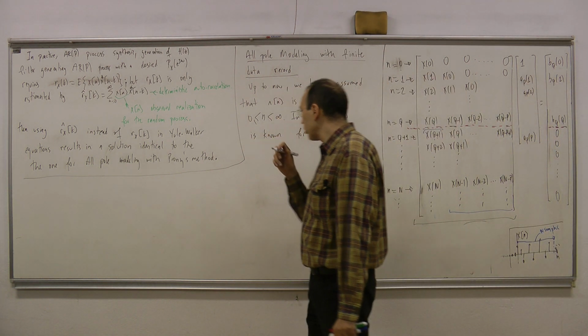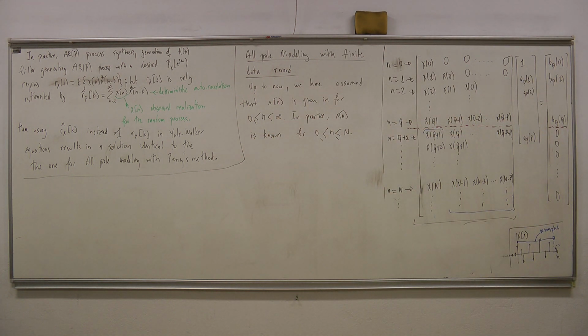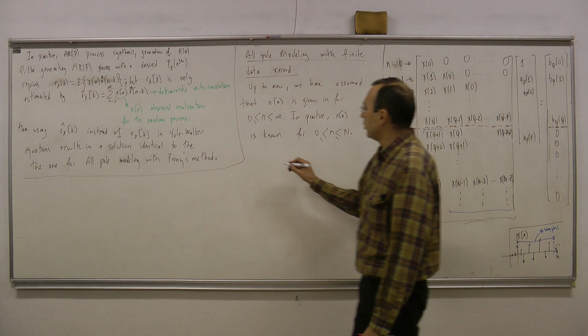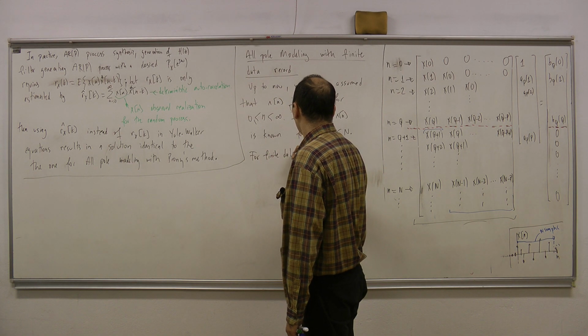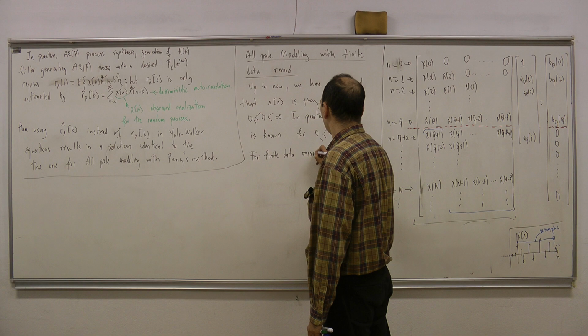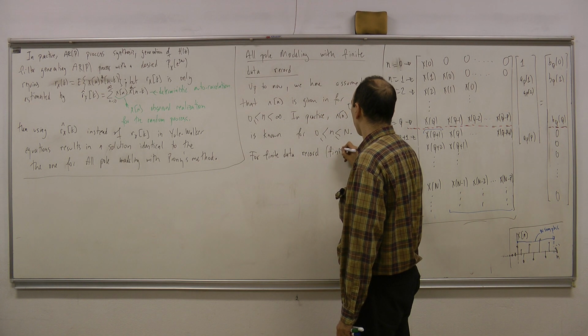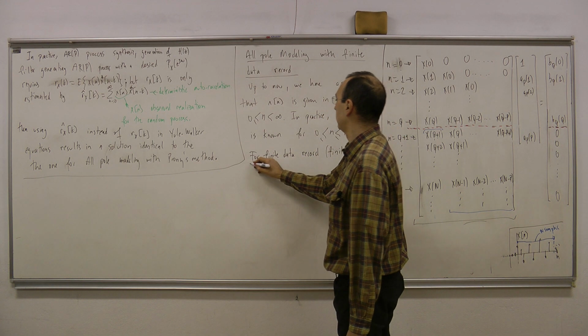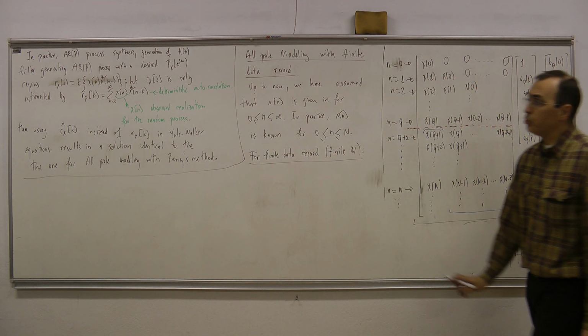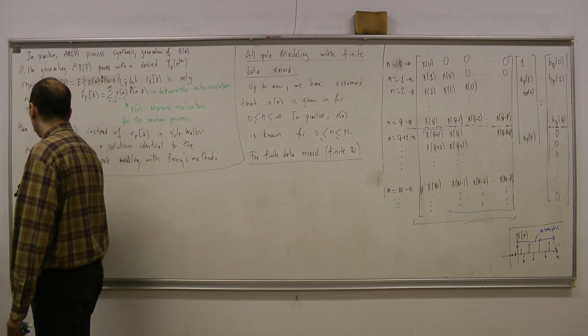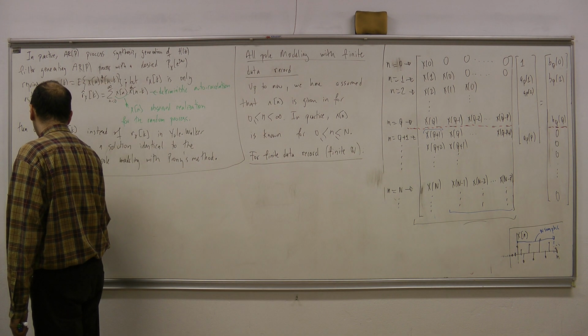So how should we take into account this knowledge? Now I don't have infinitely many x of n's, but only N samples. So for finite data records, meaning that this N is finite, we have two methods. Number one is called the autocorrelation method.